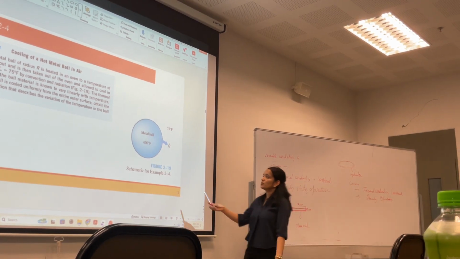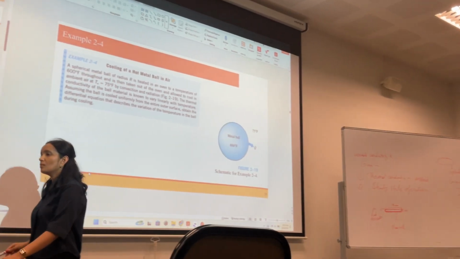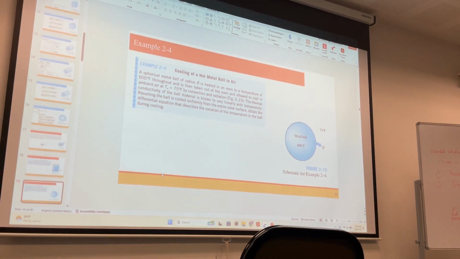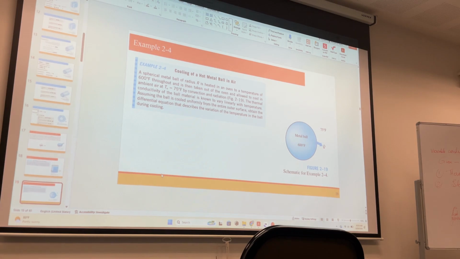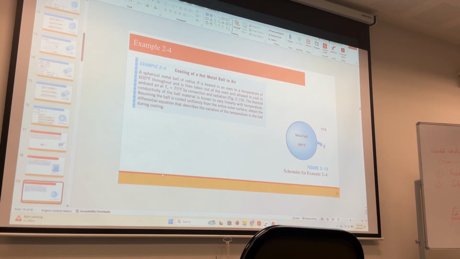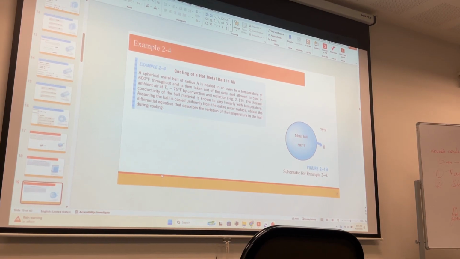Okay, read this question very carefully. A spherical metal ball. It's a spherical coordinate. Spherical metal ball. Okay? Radius R, heated in an oven to a temperature of 600 degrees Fahrenheit throughout and is then taken out of the oven and allowed to cool in ambient air. The thermal conductivity of the ball material is known to vary linearly with temperature. Assuming the ball is cooled uniformly from the entire surface.